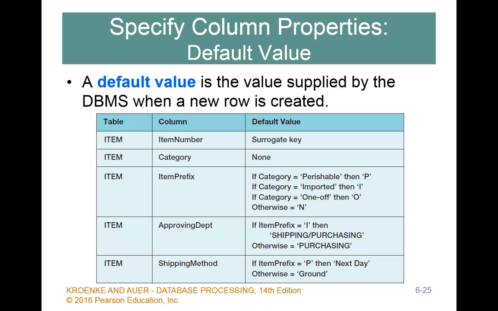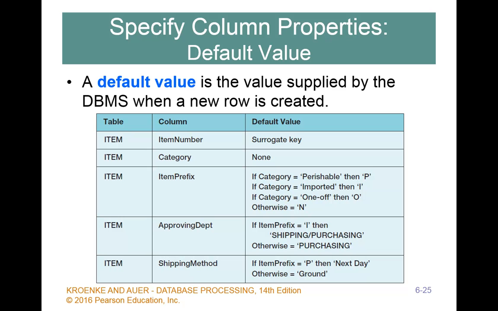So in our example here, if you look at the table down there, we're looking at default values for the item table. If you take a closer look at this, everything is interdependent on whatever item prefix is entered into the item prefix column. The default value for the item number is a surrogate key, which is supplied by the database management system. So that's the default value for that, and that's just going to be automatic. The category column in the item table has no default value. So that's something that we are going to have to collect and make sure that we take a look at.